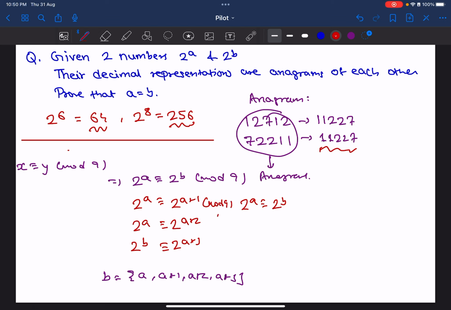But 2 to the power a congruent to 2 to the power a plus 1 mod 9 is not possible, because if we remove the common terms, since 2 and 9 are co-prime, that would be 1 is congruent to 2, which is false. Then 1 is congruent to 4, also false, and 1 is congruent to 8, also false. So the only possibility where this condition is satisfied is 2 to the power a congruent to 2 to the power b when b equals a. So that's the proof, guys.